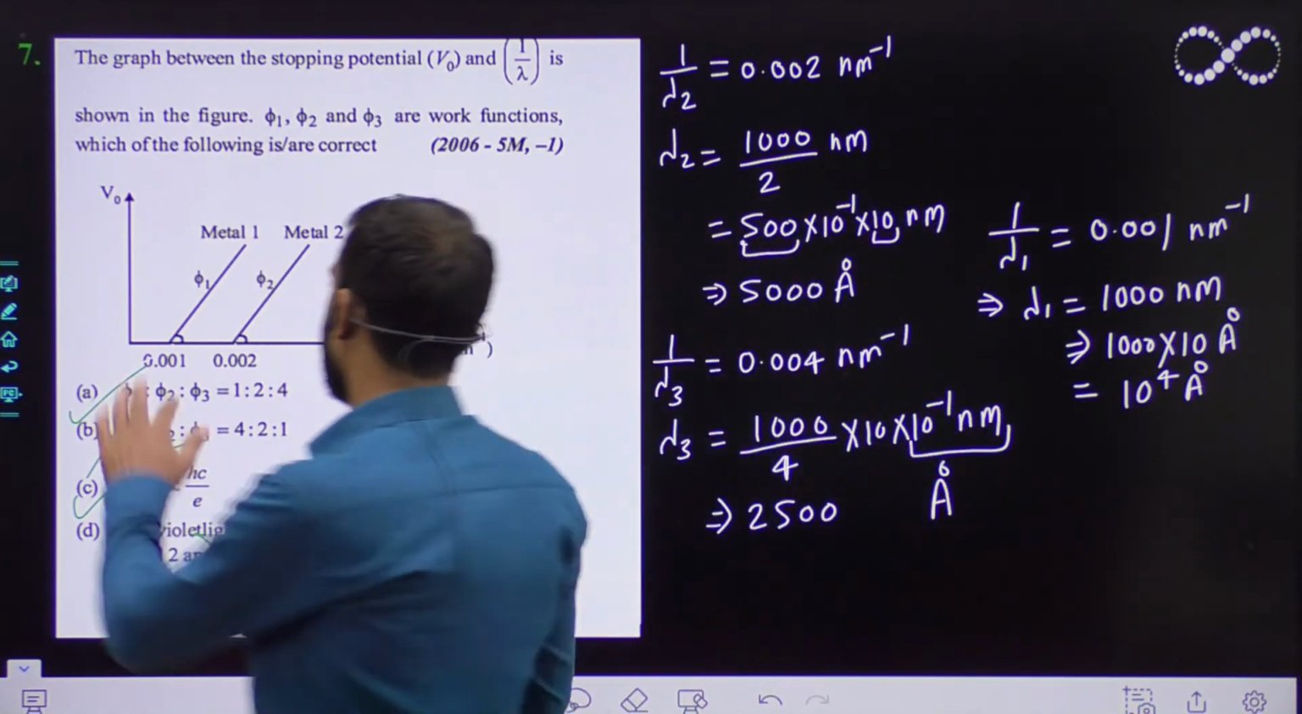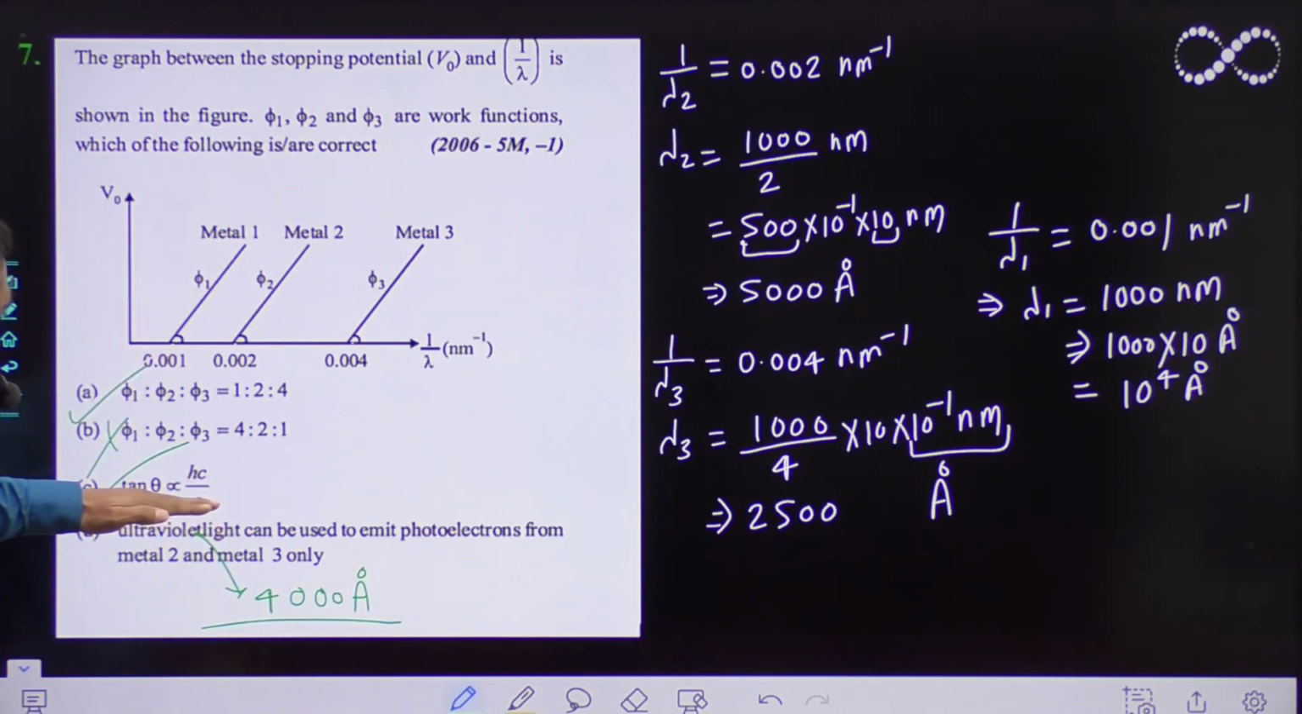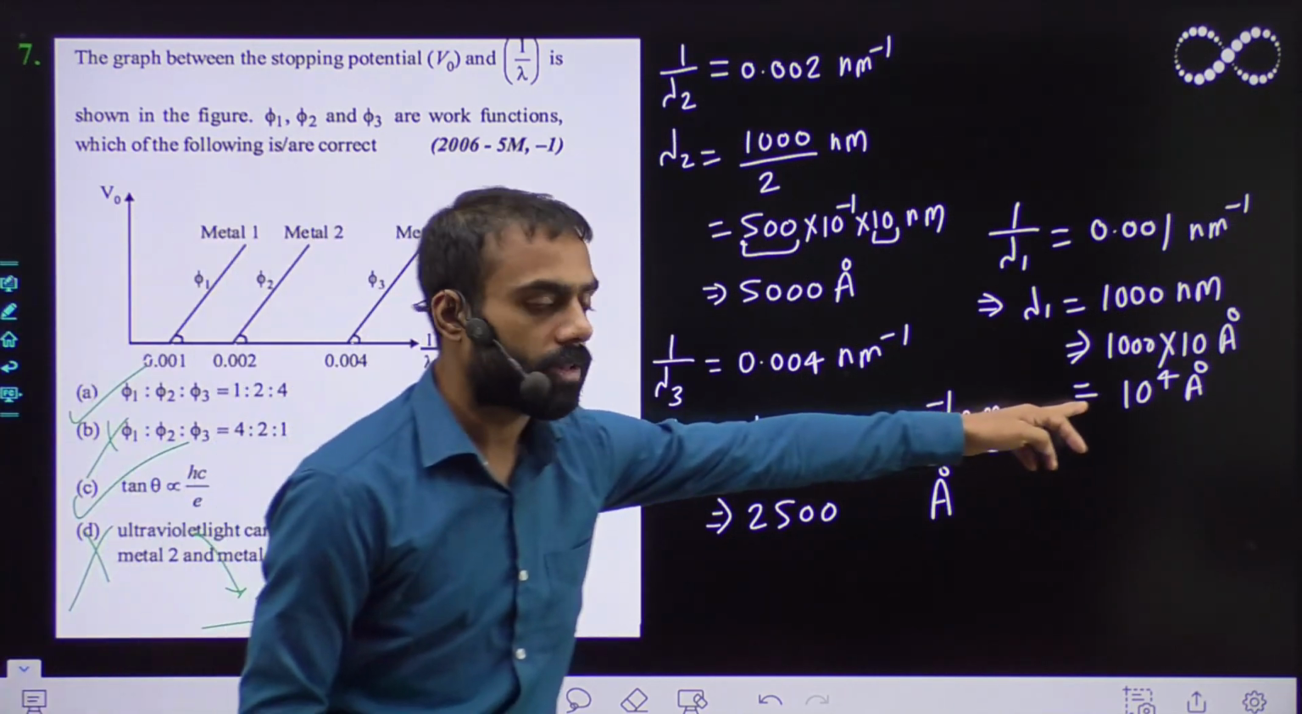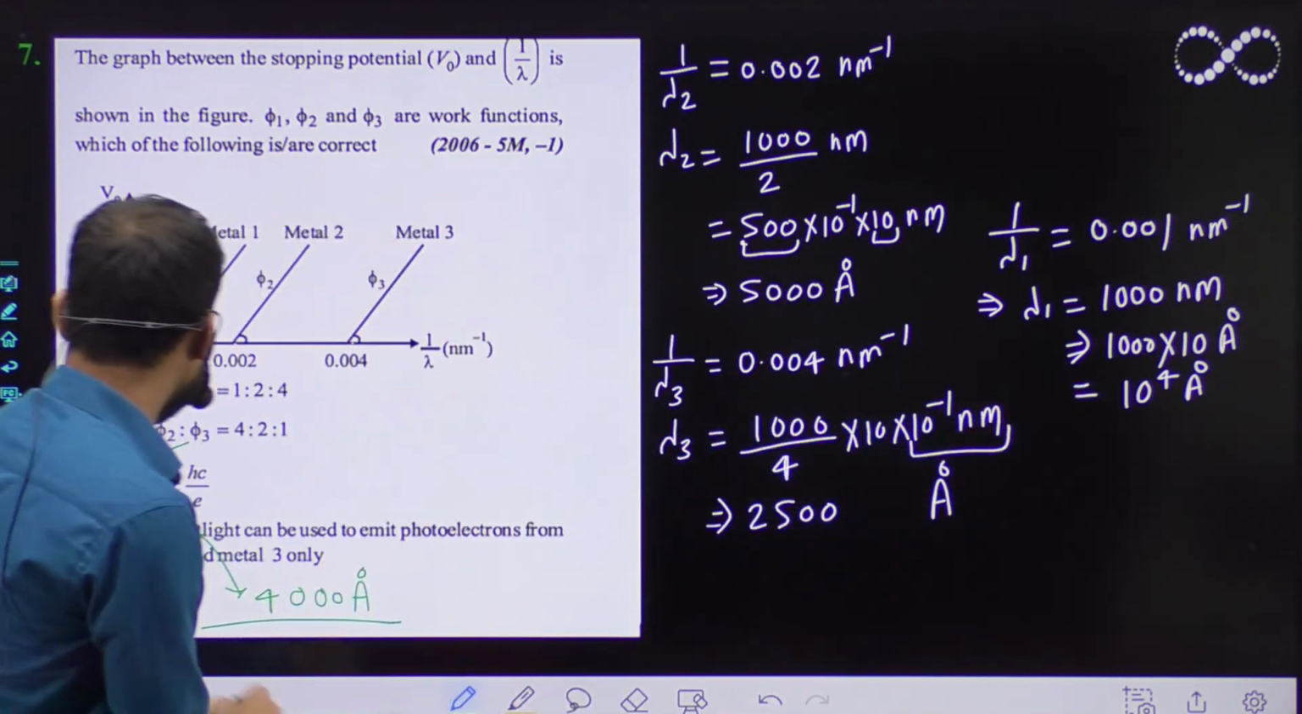So this ultraviolet light can be used to emit photoelectrons from metal 1, while the option says it can emit only from metal 2 and 3. So obviously option D is wrong, because the ultraviolet light can also emit photoelectrons from metal 1, as its wavelength is less than the cutoff wavelength of metal 1.